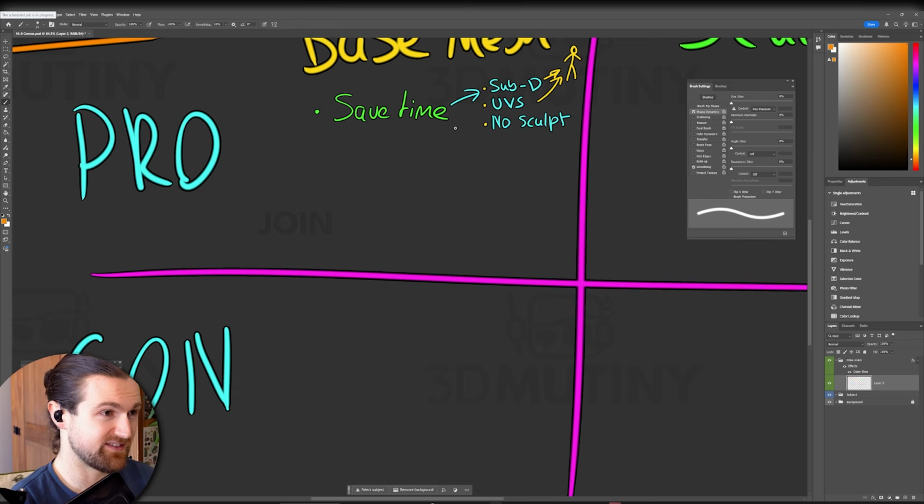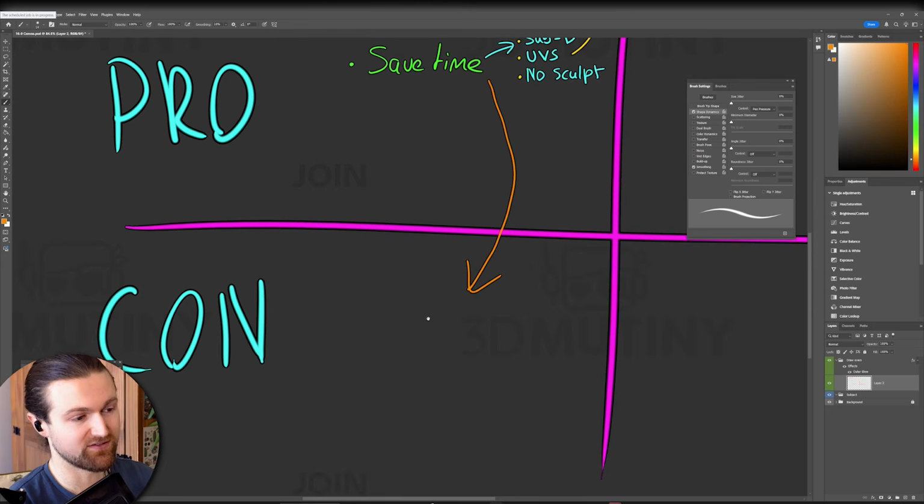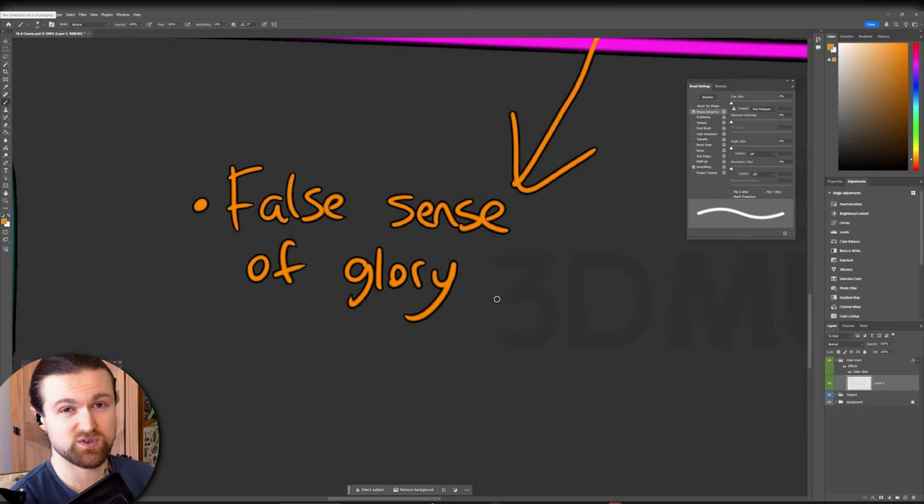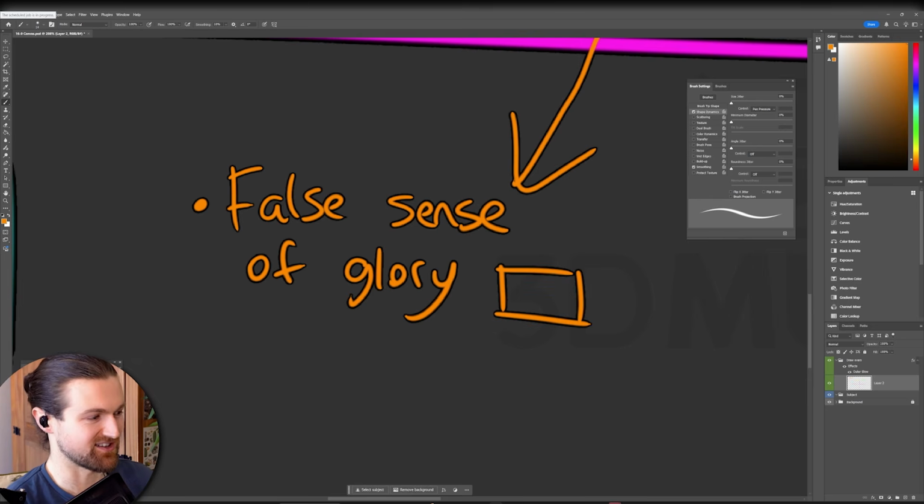So the opposite of saving time is basically a massive con and a bit of a trick when you are learning. What I call it here is a false sense of glory. While you're working really hard and sculpting things and they're not coming out as good as they could be, or as others look on ArtStation, you'll see people next to you who are using base meshes. They're posting it on social media and they're getting loads of likes, so it starts to look good.